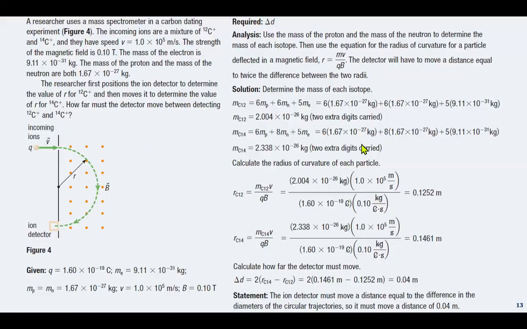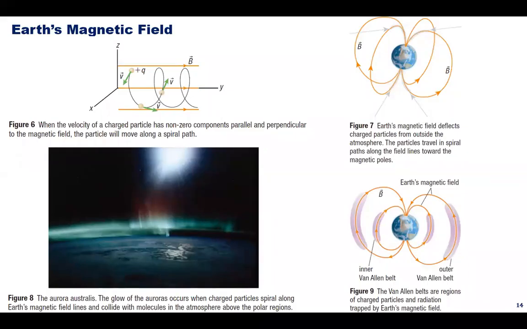All right, if you don't have any questions, let's have a look at the next topic, which is Earth's magnetic field. So charged particles traveling parallel to a magnetic field do not experience a magnetic force and continue moving along the field direction, right? Charged particles traveling perpendicular to a magnetic field experience a force that keeps them moving in a circular path. Charged particles with velocity components that are both parallel and perpendicular to a magnetic field can experience a combination of these effects.